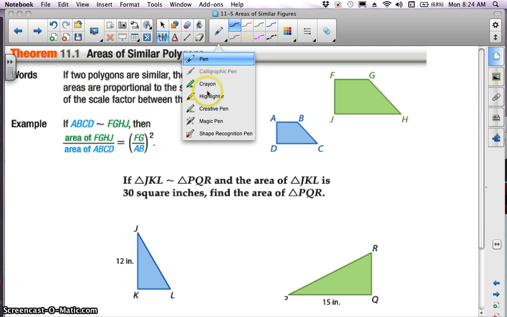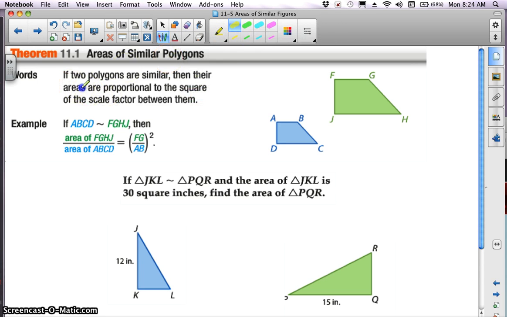If two polygons are similar, then their areas are proportional to the square of the scale factor. So this right here is what we're looking at: area of one figure over area of the other equals their scale factor squared.